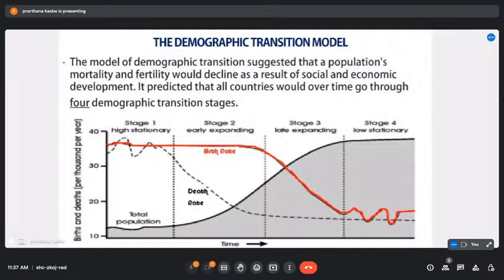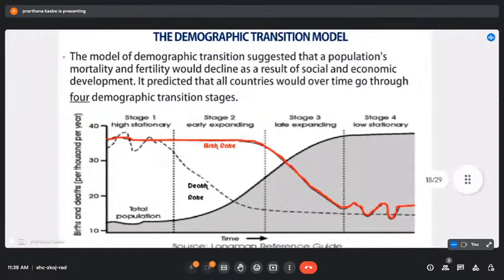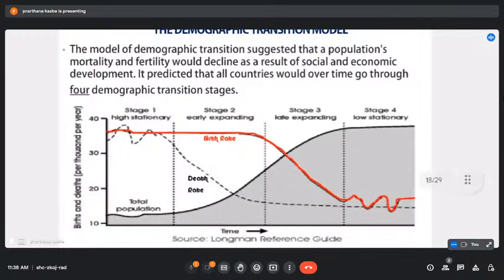In that, firstly the high stationary stage, then early expanding stage, then late expanding stage, and the last stage is where both birth and death rates are low. So, the model of demographic transition suggests that the population's mortality and fertility would decline as a result of social and economic development. ज्यावेळी फर्टिलिटी किंवा मोर्टॅलिटी ही कमी होणार आहे, त्याचाच रिझल्ट हा काय असणार आहे की आर्थिक आणि सामाजिक जी डेव्हलपमेंट आहे ती लवकर होणार आहे.